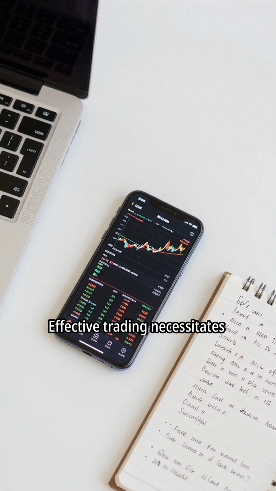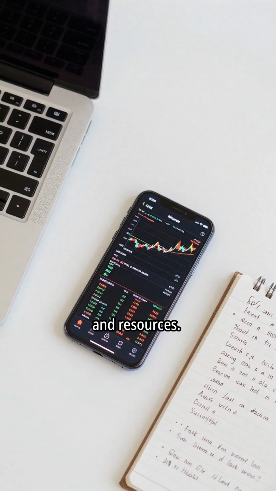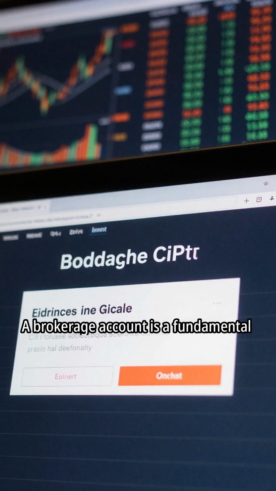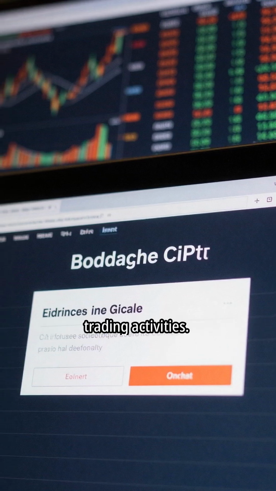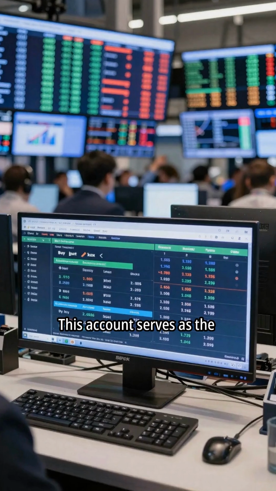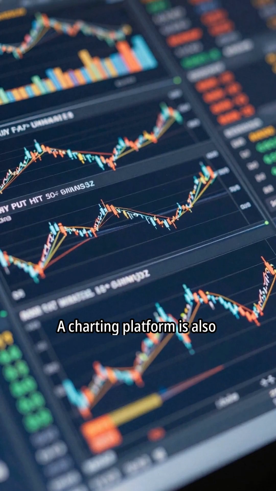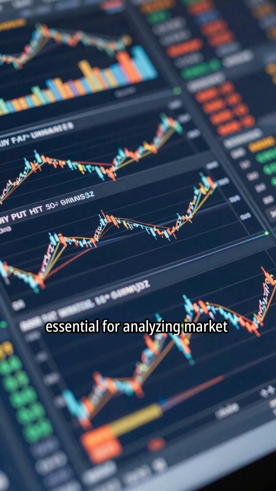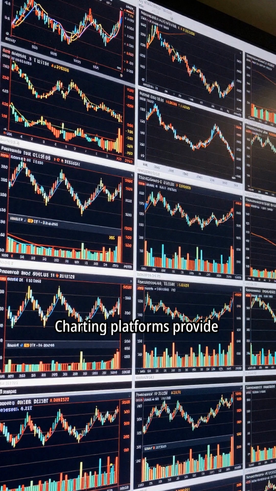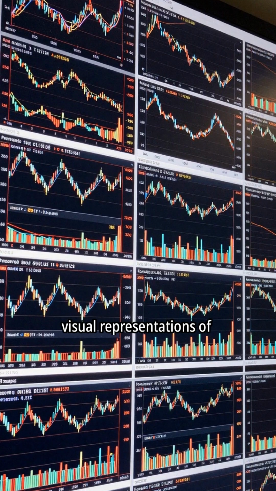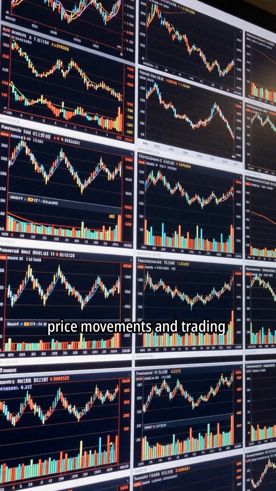Effective trading necessitates the use of specific tools and resources. A brokerage account is a fundamental requirement for engaging in trading activities. This account serves as the gateway for buying and selling financial instruments. A charting platform is also essential for analyzing market trends and patterns. Charting platforms provide visual representations of price movements and trading volumes.